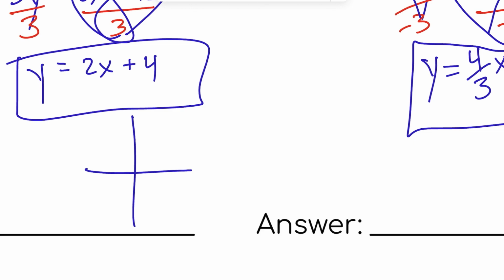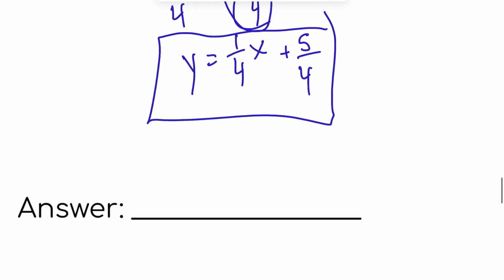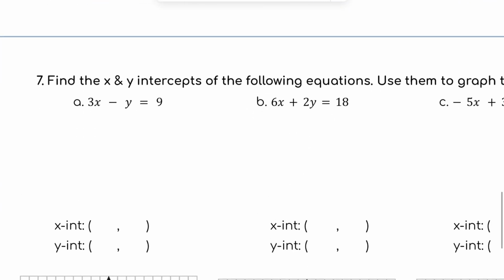Like this one, you could start at 4 and go up to right 1, draw your line. Okay, this one, you would start at -7 down here and go up 4, right 3, and draw your line. And then this one, thankfully we don't have to graph it, but you'd start at 1 1/4 and then go up 1, right 4. But these ones we're going to graph using the intercepts.